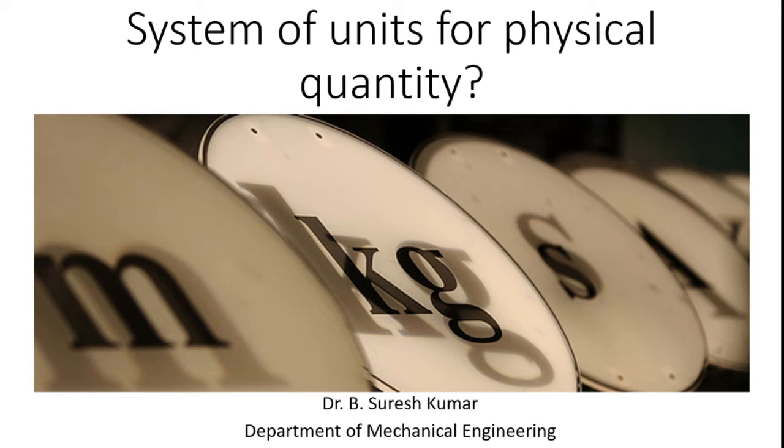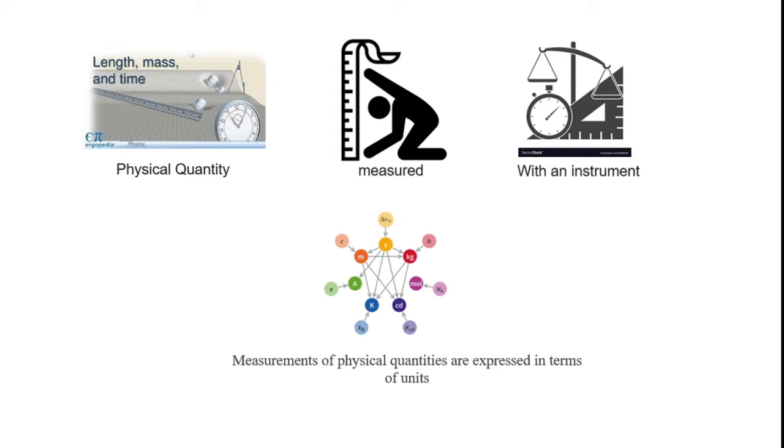Every engineering student should be aware of what a physical quantity is, how a physical quantity is measured, and how we can represent the units for that physical quantity. Here, the base physical quantities are length, mass, and time, which can be measured with an instrument. These measurements of physical quantities are expressed in terms of units.